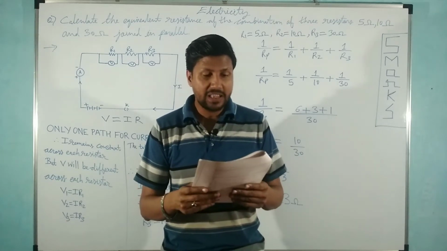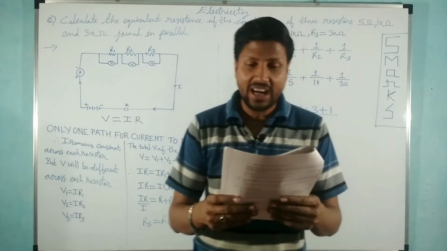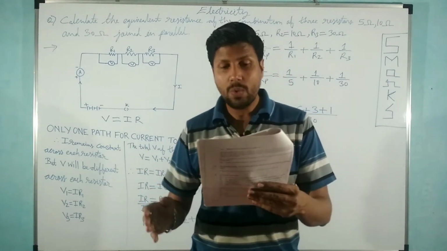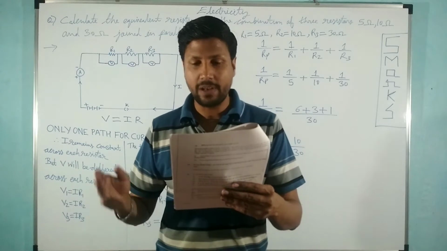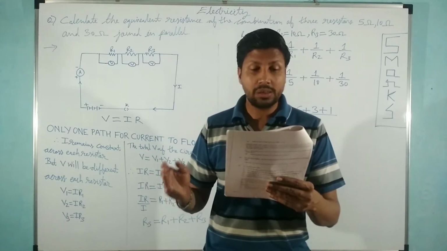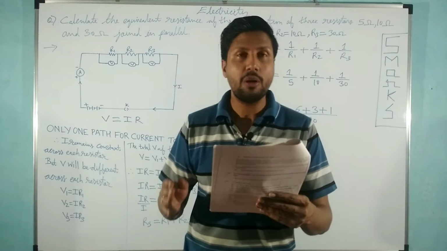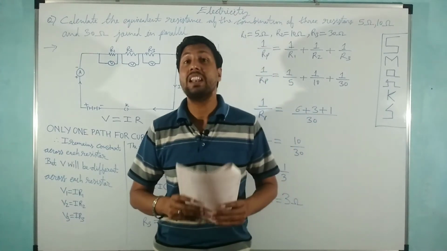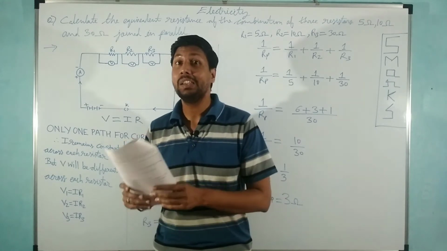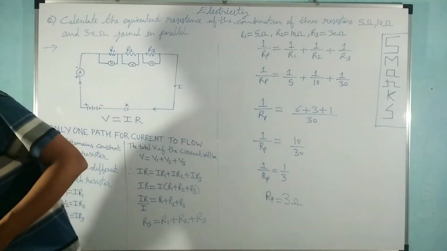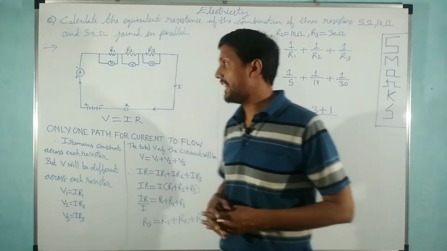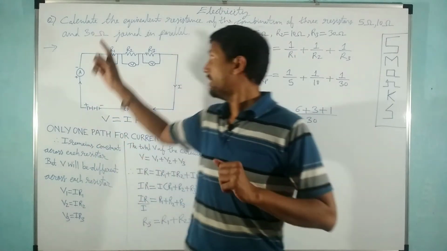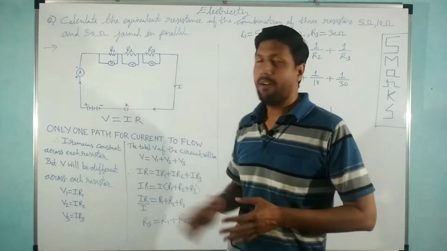So the first part is, with the help of a circuit diagram, prove that when a number of resistors are connected in series, the equivalent resistance of the combination is equal to the sum of the individual resistances of the resistors. So we have to derive the expression for resistors connected in series. The first part is about the derivation, and the second part is about the numerical, that is written right here. Okay, so let's go through the first part.